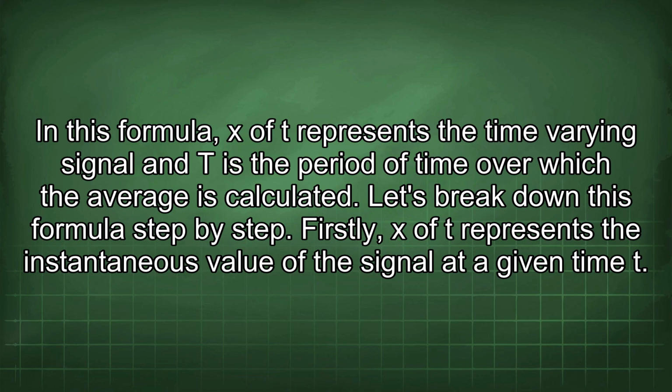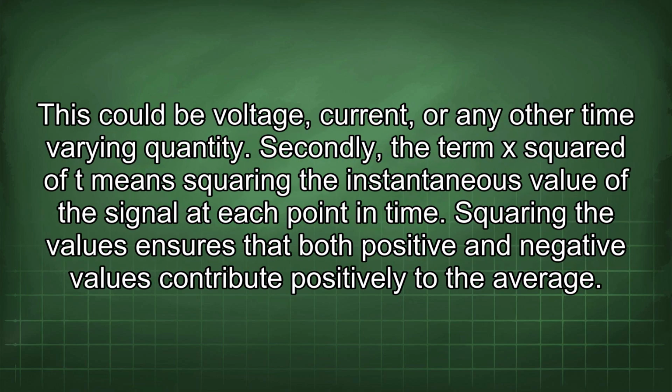Firstly, x of t represents the instantaneous value of the signal at a given time t. This could be voltage, current, or any other time-varying quantity. Secondly, the term x squared of t means squaring the instantaneous value of the signal at each point in time. Squaring the values ensures that both positive and negative values contribute positively to the average.